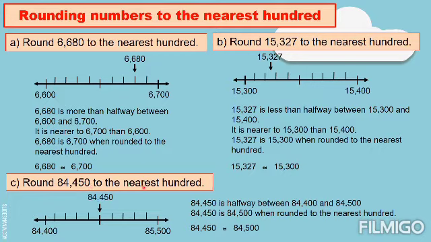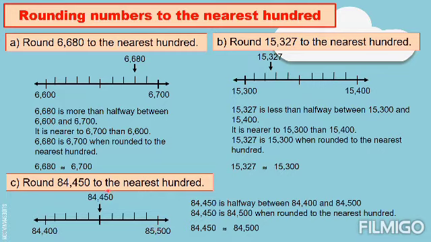And the last problem here is 84,450 to the nearest hundred, or round this number to the nearest hundred. So as you see in the number line, we have here 84,450 is halfway between 84,400 and 84,500. So therefore, class, it's approximately 84,500. Sorry, I have a typo error here.